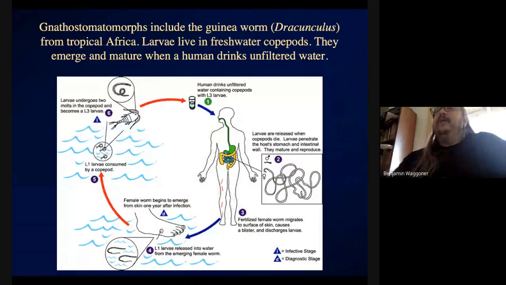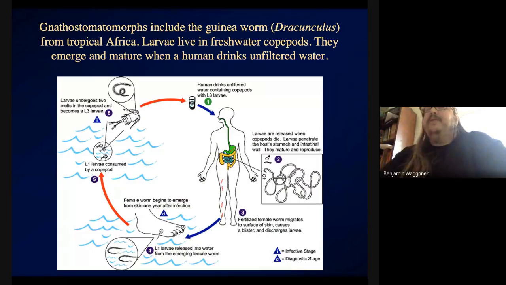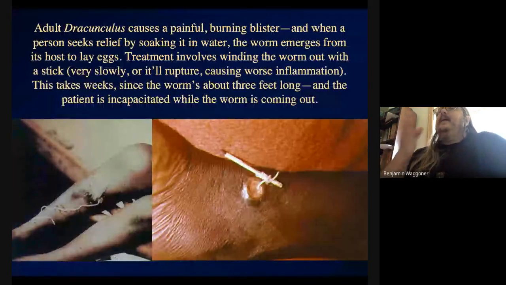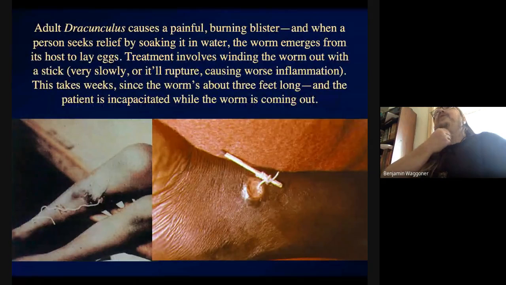There's the life cycle. The larvae live in freshwater copepods. They mature when a human drinks unfiltered water. The larvae penetrate the stomach and intestinal wall, and then a fertilized female worm will migrate to the surface of the skin and create that blister. This is endemic to Africa and the Middle East, or at least it used to be.